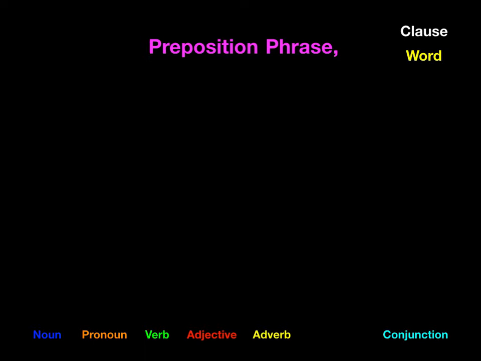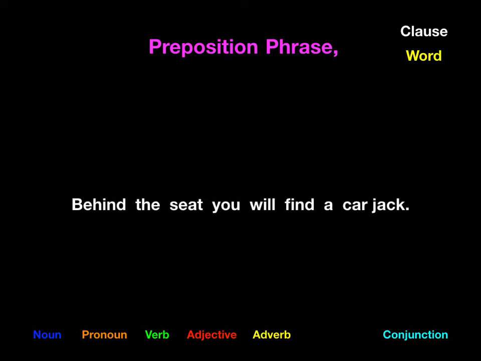Let's take a look at another example sentence. "Behind the seat, you will find a car jack." As with the previous sentences, let's begin by identifying our verb. Hopefully, we are able to identify the verb "will find." So, who or what will find a car jack? Here, the subject is clearly "you." You will find a car jack.